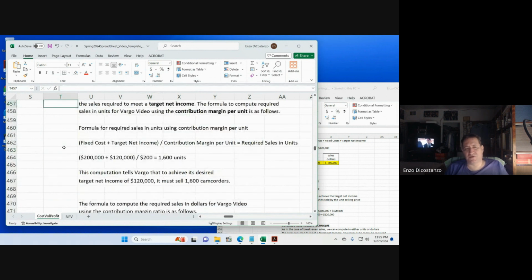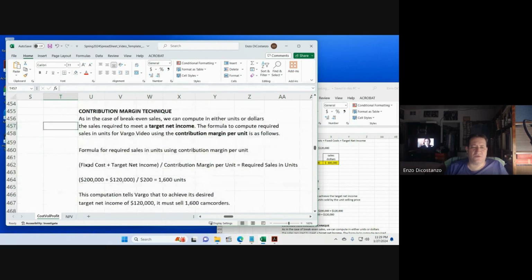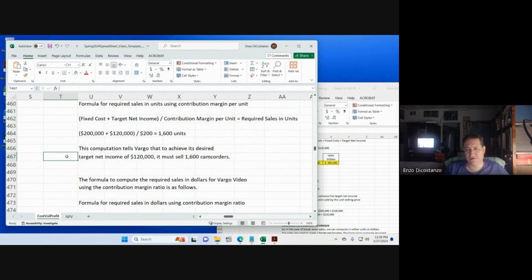Then you could use a contribution margin technique and things of that nature. So with the contribution margin technique, you're not just covering the fixed cost, you're covering the net income plus the fixed cost, which is a good microeconomic topic to look at right here. But we're just using an accounting example to illustrate that. Okay, so contribution margin per unit is 200. Sales are 1,600 units. This computation tells Vargo that to achieve its desired target net income of 120,000, it must sell 1,600 camcorders. All right, the formula to compute the required sales in dollars for Vargo is as follows.